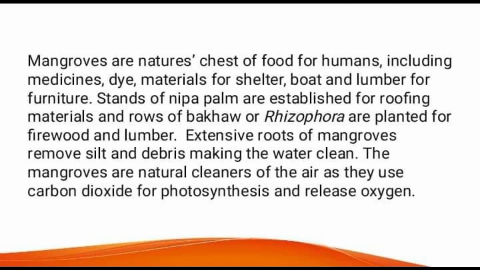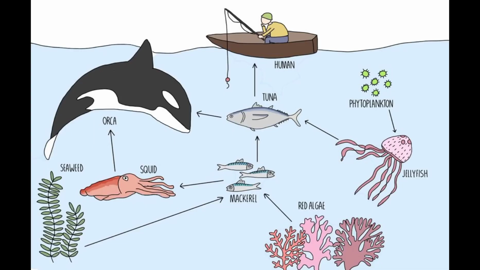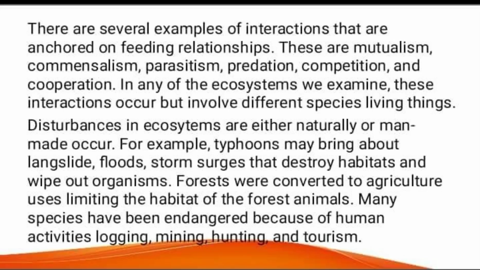Extensive roots of mangroves remove silt and debris, making the water clean. The mangroves are nature's cleaner of the air as they use carbon dioxide for photosynthesis and release oxygen. There are several examples of interactions that are anchored on feeding relationships. These are mutualism, commensalism, parasitism, predation, competition, and cooperation. In any of the ecosystems we examine, these interactions occur but involve different species of living things.